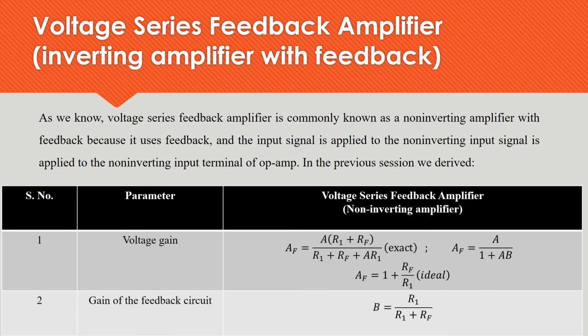As we know, the voltage series feedback amplifier is commonly known as non-inverting amplifier with feedback, or it is called closed loop non-inverting amplifier because it uses feedback and the input signal is applied to the non-inverting input terminal of the op amp.